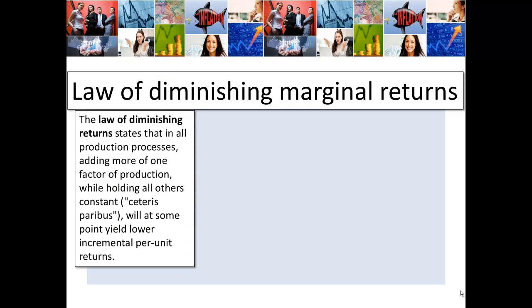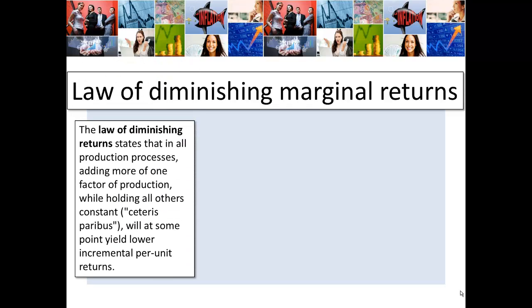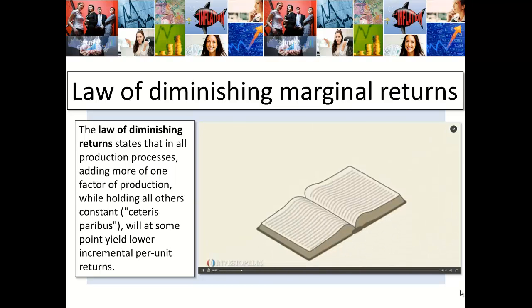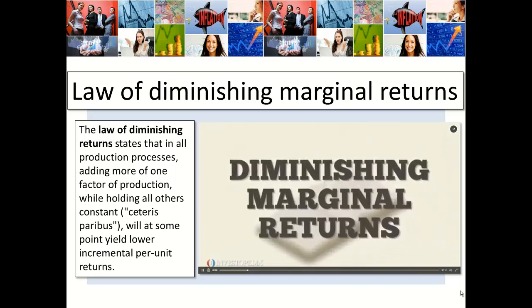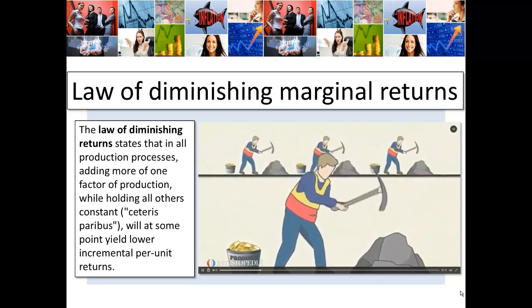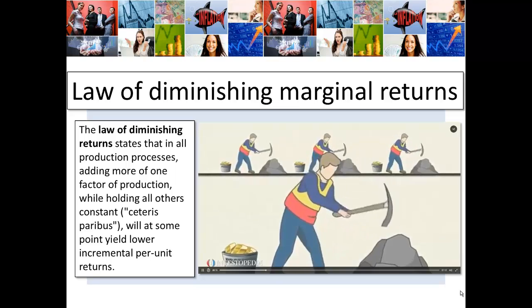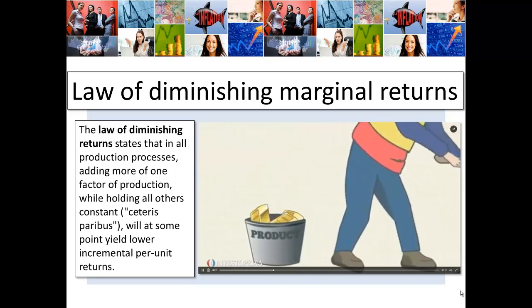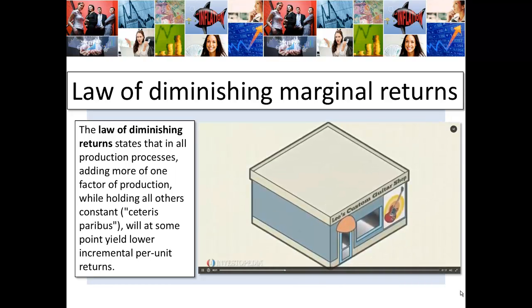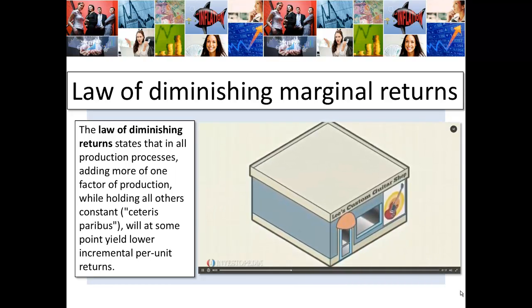Which brings us to our law of diminishing marginal returns. In formal economic terms, the law of diminishing marginal returns states that as the number of new employees increases, the marginal product of an additional employee will at some point be less than the marginal product of the previous employee. Let's use the law of diminishing marginal returns to analyze Leo's custom guitar shop.